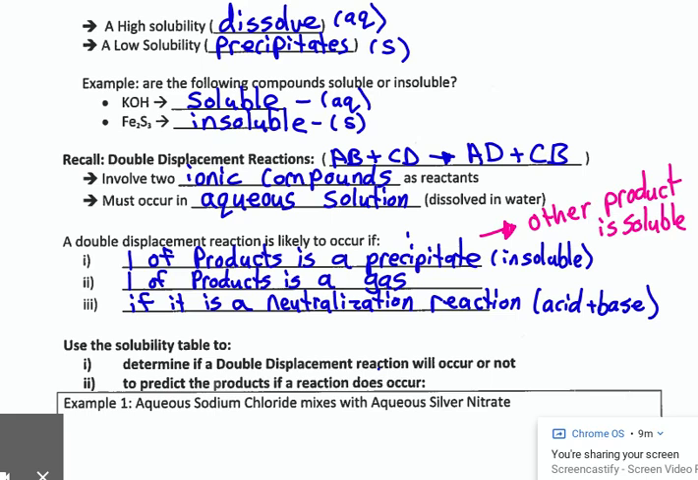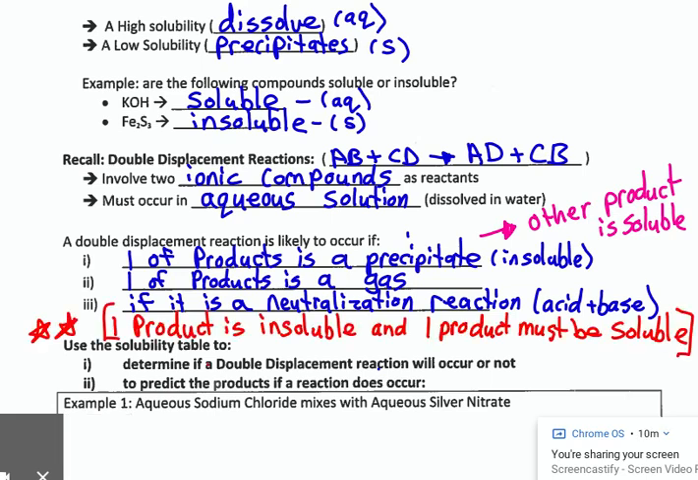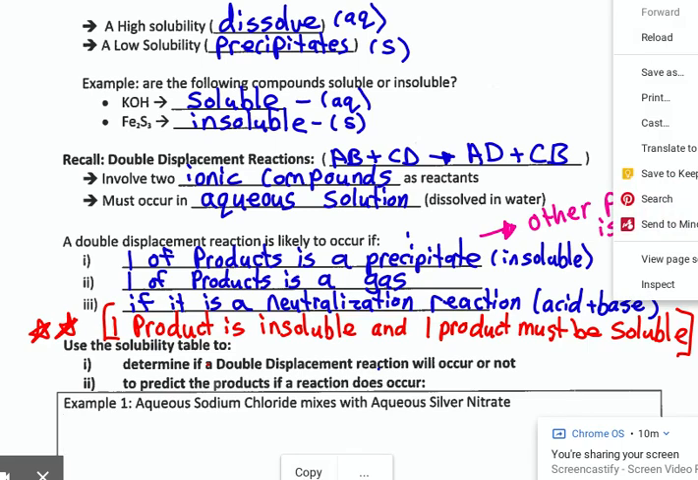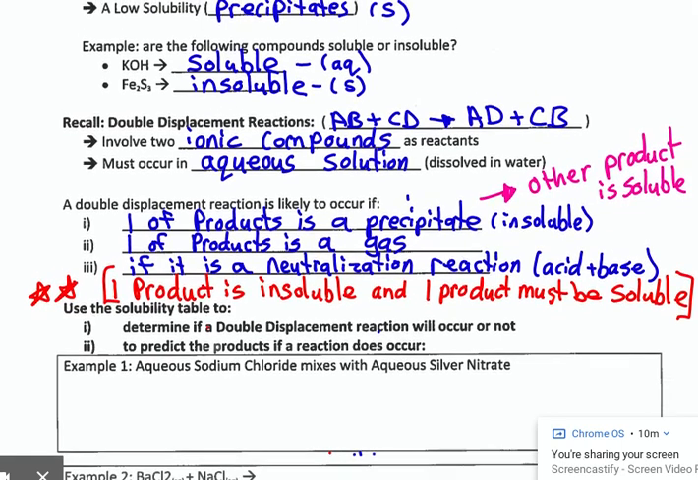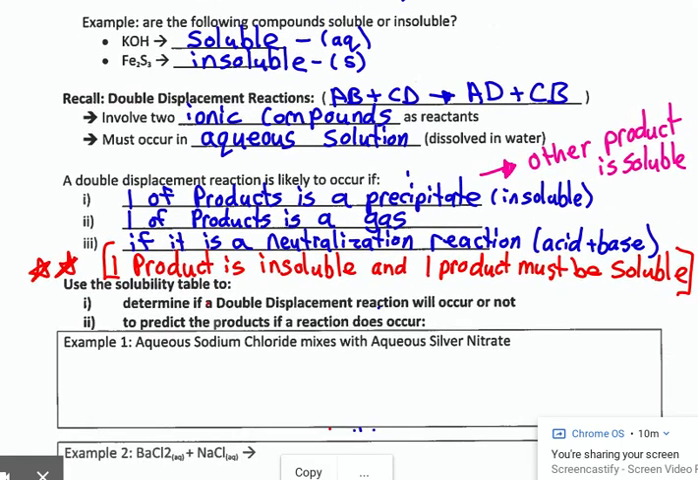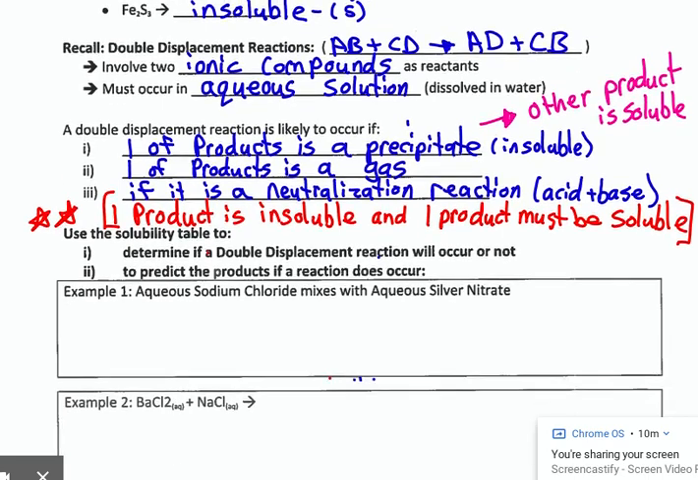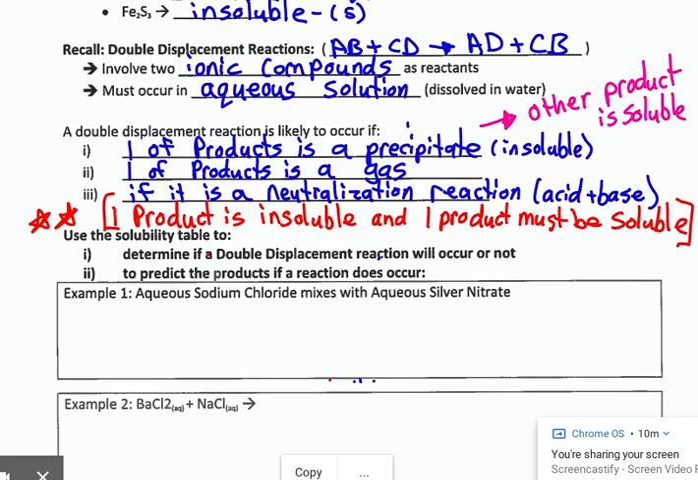So in order for a double displacement reaction to happen, one product has to be soluble and one product has to be insoluble. I would probably write that down. It's basically the biggest rule for double displacement reactions. To predict whether or not it's going to happen, you can do that by figuring out the solubility of the products. So we're going to use our solubility table to determine if a double displacement reaction will happen or not, and to help us predict our products.